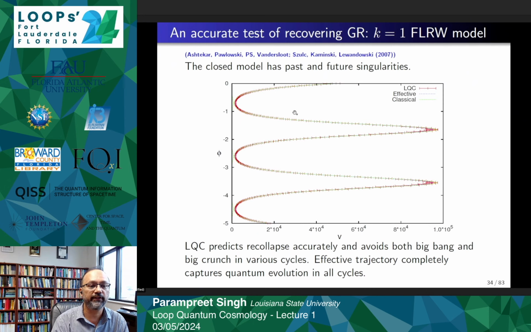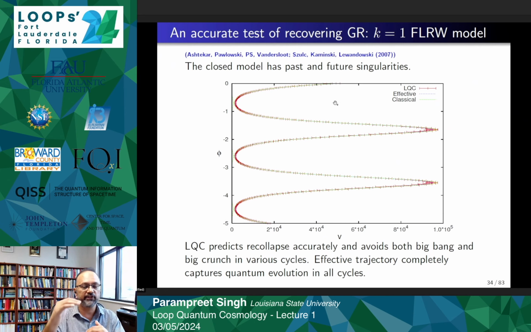And I'm showing you here the plot of a model, which is the K equal to 1 FLRW model of loop quantum cosmology, effective dynamics, and the classical theory. The red points are loop quantum cosmology. The classical theory is the green line. And the blue line you cannot even see, because it's lying exactly on the red line all the time. This is for the K equal to 1 model, which goes through many cycles of Big Bang and Big Crunch, again and again.